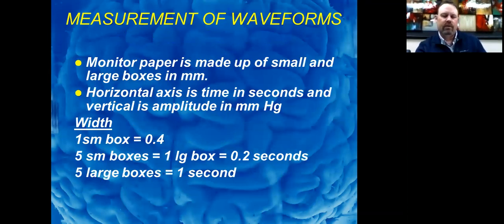This is the measurement of the boxes, and the monitor paper, of course, is made up of small and large boxes, just like your 12 lead. Horizontal axis is millimeters of mercury instead of electrical current, like your 12 lead. One small box is 0.04. Five small boxes equals one large box of 0.2 seconds.